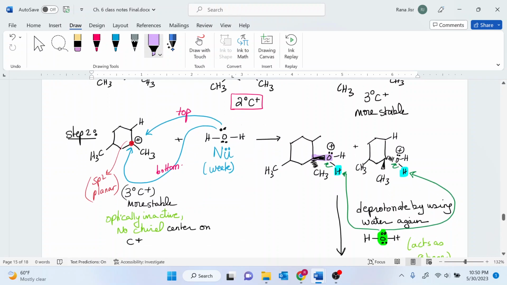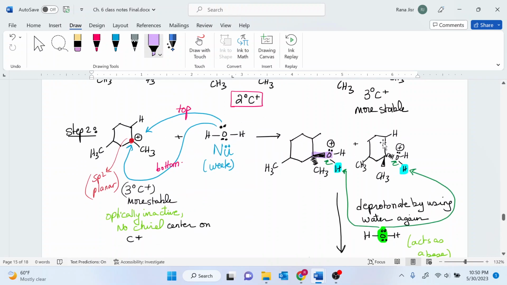Now, let's pause here for a moment. This cannot be our product because our product should always be neutral. It shouldn't have a plus charge. And this is what I was saying, that every time you're using an SN1 reaction, you need a polar protic solvent to act as a base so that it can take any extra hydrogen in the solution. This step is called a deprotonation step. Deprotonation is the loss of hydrogen.